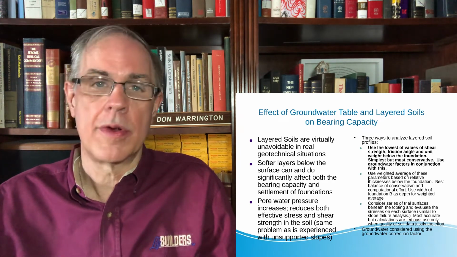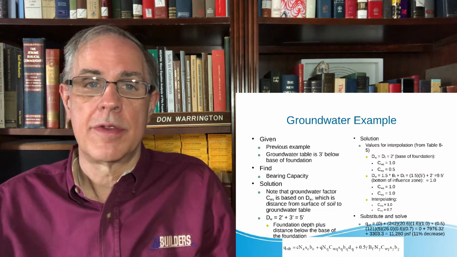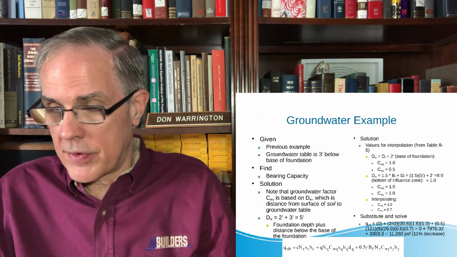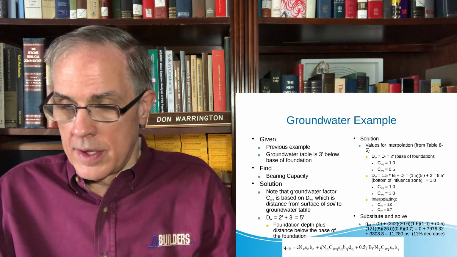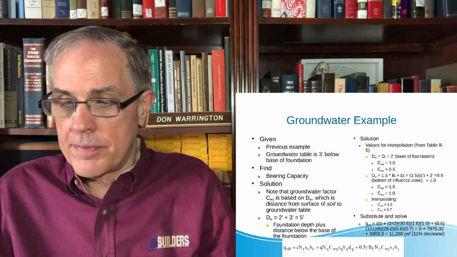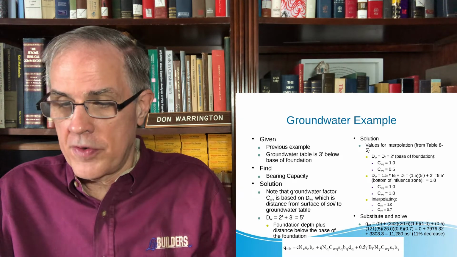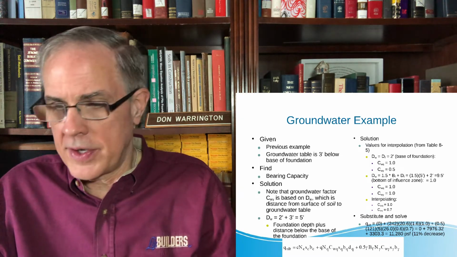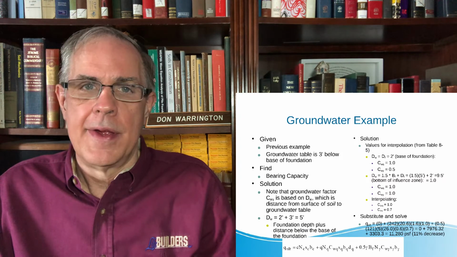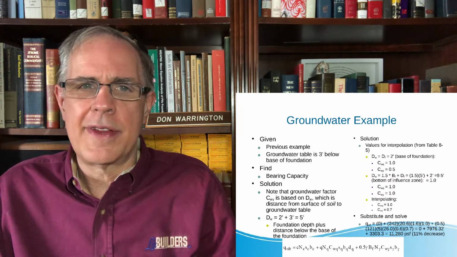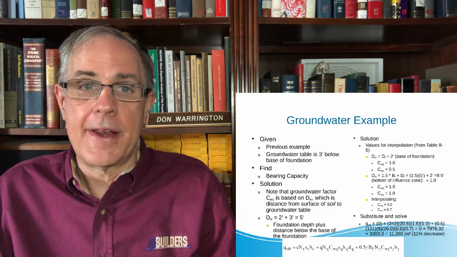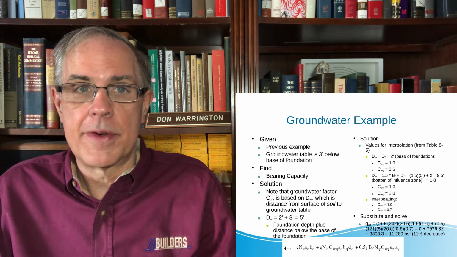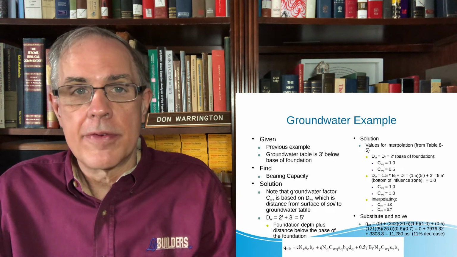And for the groundwater, we're going to use the correction factor. It's the simplest. So, for example, we have the previous example, and the groundwater is 3 feet below the base of the foundation. Note that the groundwater factor is based upon dW, which is the distance from the surface of the soil to the groundwater table. That's for CW gamma. This is a tricky thing, and we're going to see this again when we get to settlement. There are two datums actually, to be correct.